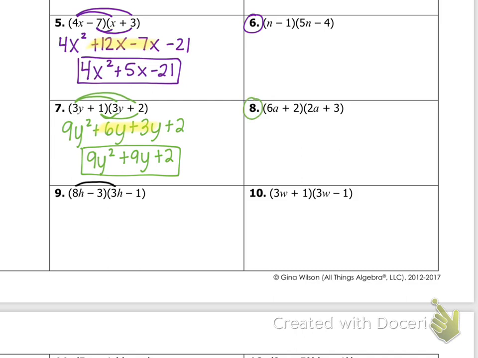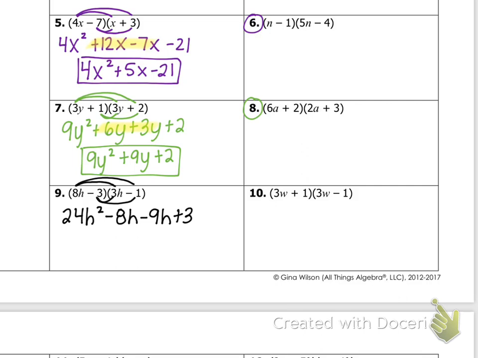Number 9, we're going to multiply, again, the first terms together. So 8h times 3h is 24h squared. 8h times negative 1 is negative 8h. Negative 3 times 3h is negative 9h. And then negative 3 times negative 1 is positive 3.